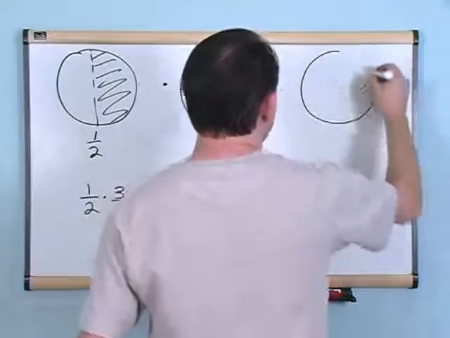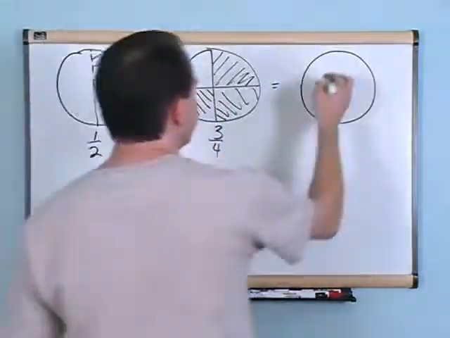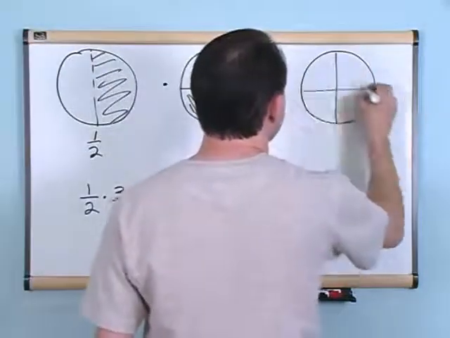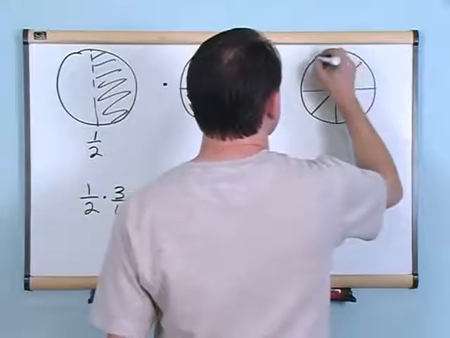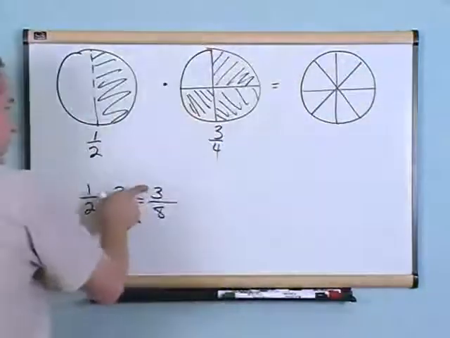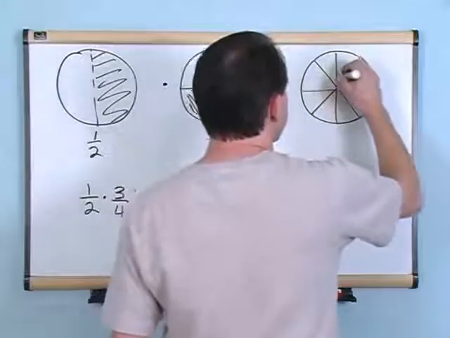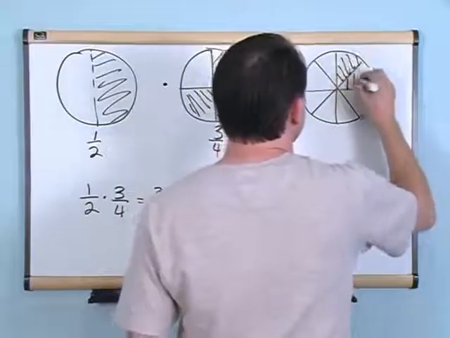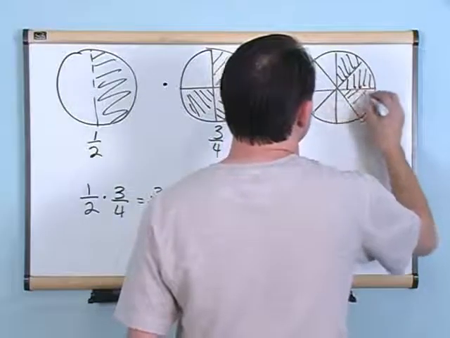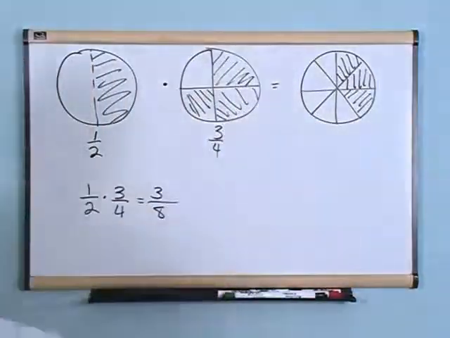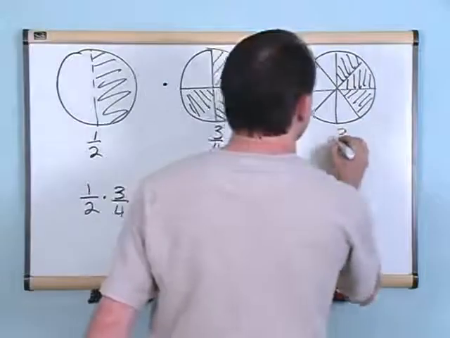So how would we draw 3/8? Well, first we got to chop into 8 pieces, just like before. Here's 4 pieces, 6 pieces, 8 pieces. And we're going to take 3 out of those 8 pieces. So here's 1, 2, 3. Here's 3/8. 3/8, okay?